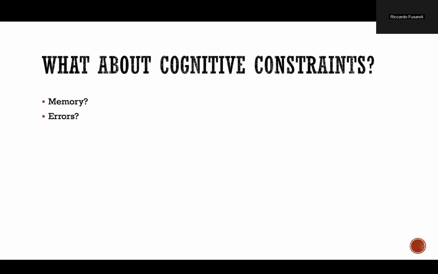Okay. Can we put cognitive constraints into the win-stay-lose-shift? Memory, it's kind of hard, right? We start moving very far away from the win-stay-lose-shift, more into reinforcement learning territory. But errors, that's not a bad idea. How would you implement errors? There's at least 2 different ways.